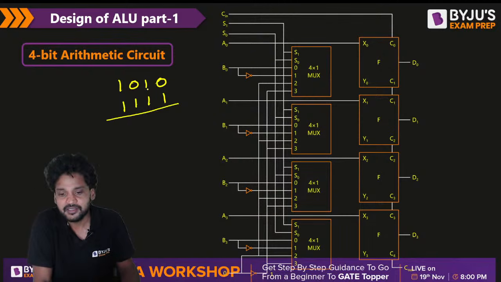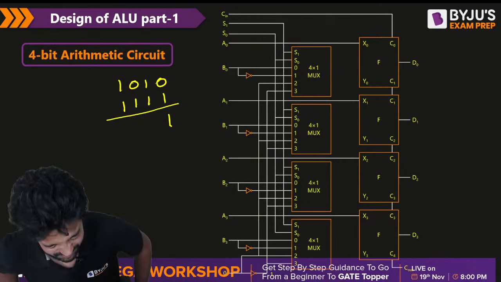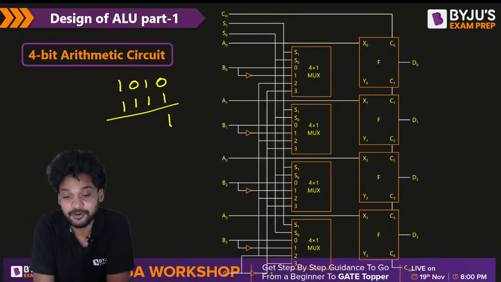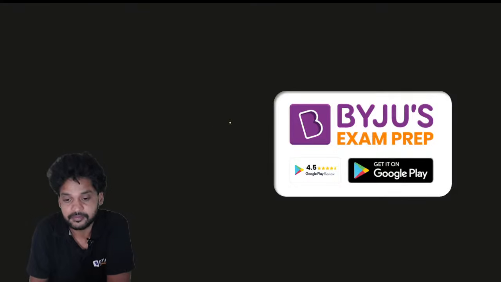See, 0 minus 1 not possible. 10 minus 1 is equal to 1, yes or no? Sorry, pardon. We are not performing that. Excuse me.